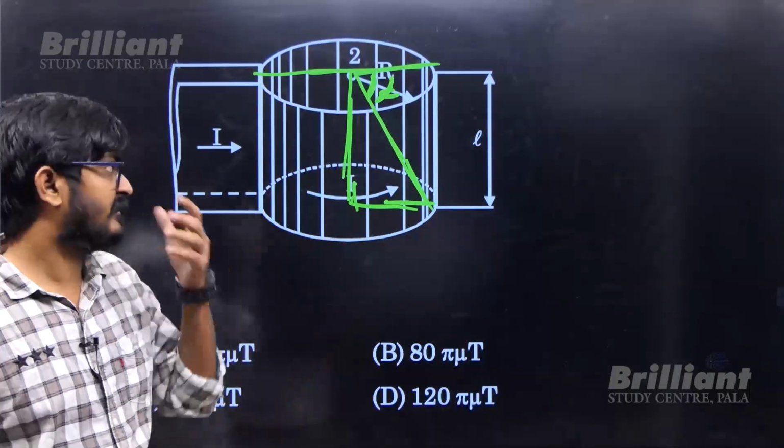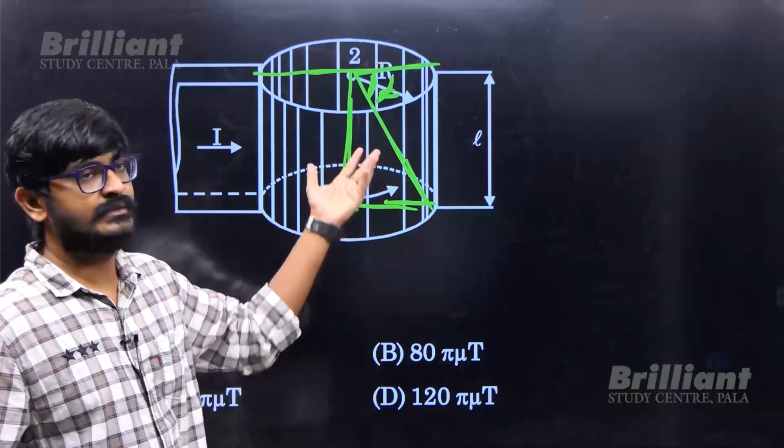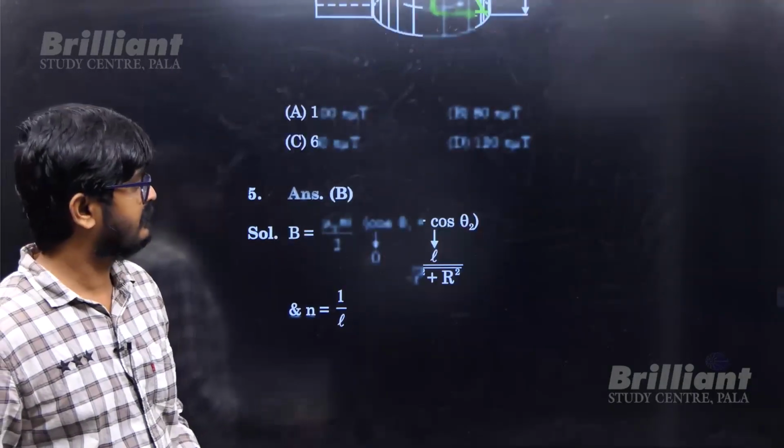If I calculate that alpha, then what will be the magnetic field due to the solenoid? It is mu naught N i by 2 into sin alpha. I can just substitute it and get the required answer.